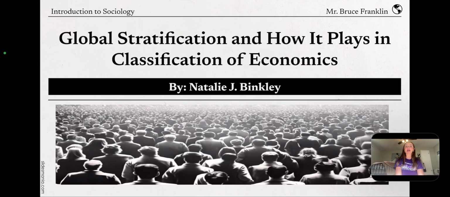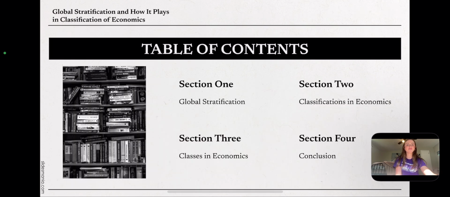Today, I'm going to be discussing global stratification and how it plays into the classification of economics. Let's jump right into this. This is my table of contents slide. The first topic in today's discussion is global stratification, classification in economics, next, the classes in economics, and finally a conclusion to sum it all up.